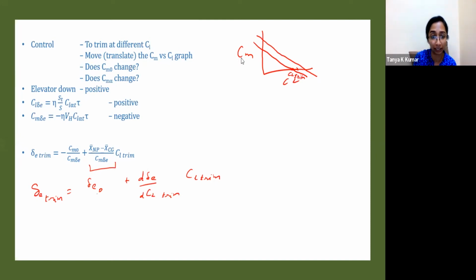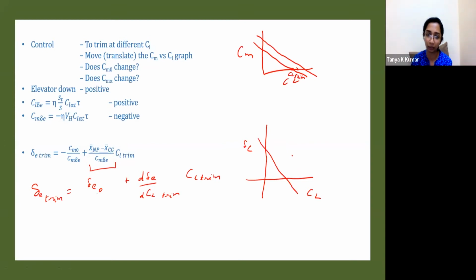XNP minus XCG is the static margin. Static margin for a stable aircraft, would it be negative? The XNP minus XCG is the static margin. So that term is positive, and CM delta E is again negative. So the slope would be negative. So the graph between delta E and CL would be like this.